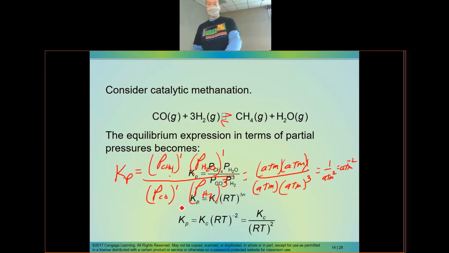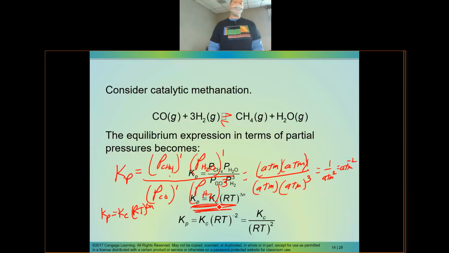All right, and so the equation that you're going to get is going to be given to you on the test. You don't have to memorize it. Kp is equal to Kc (RT) to the delta N. It is listed there, but it's a little bit covered up.